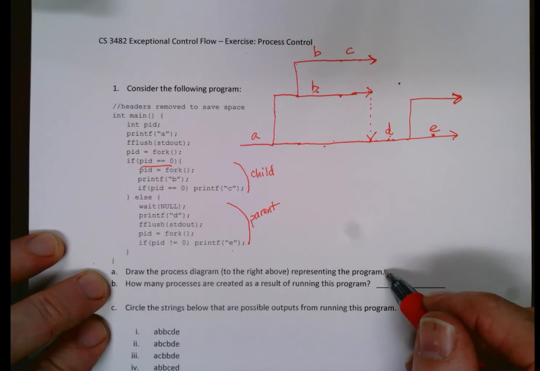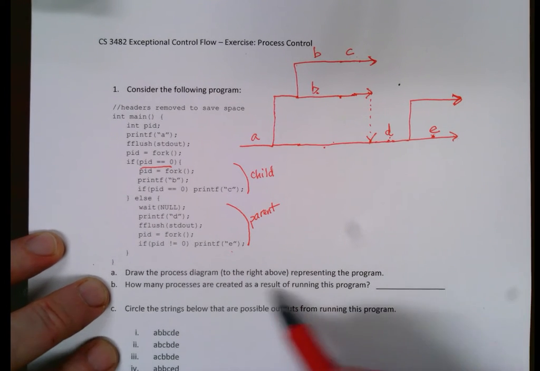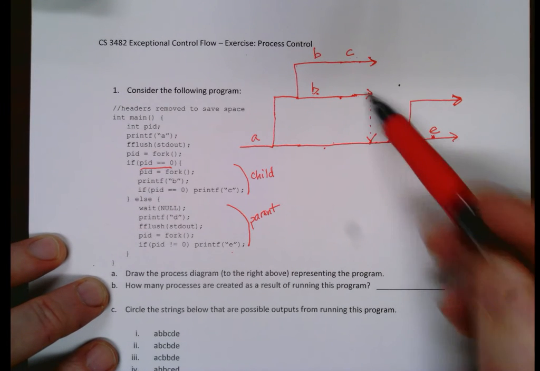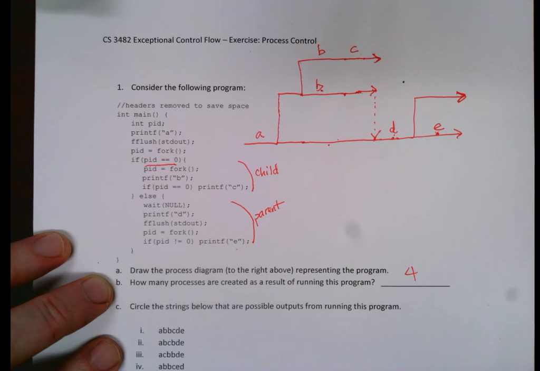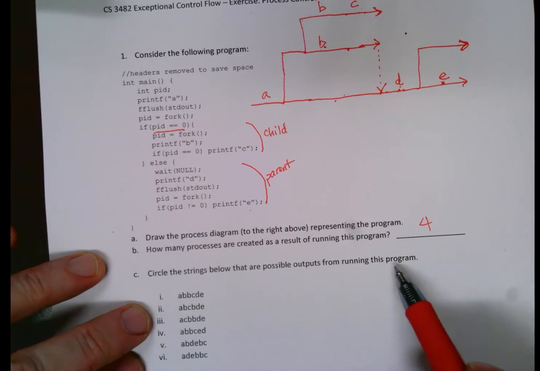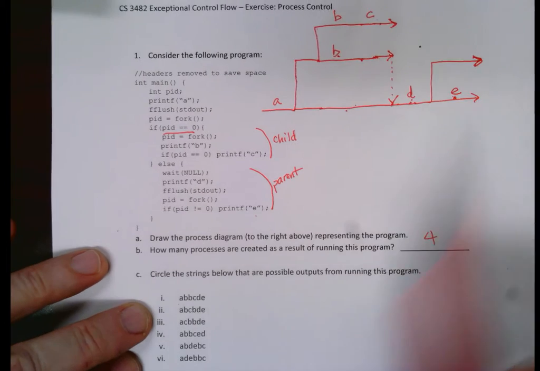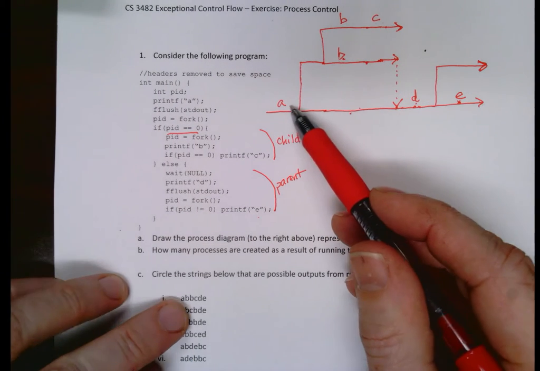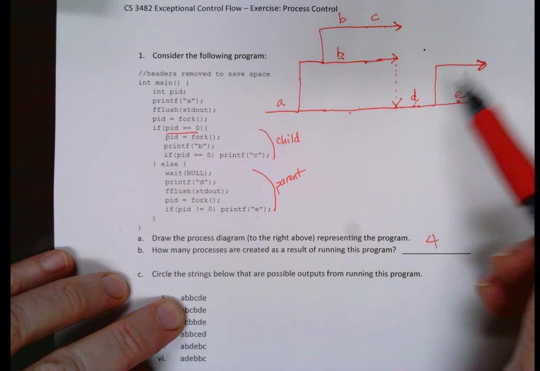So first of all, we'll answer the questions. I've done the diagram. How many processes are created? Well, 1, 2, 3, 4. There are 4 processes that have been created as a result of this code. Circle the strings below that are possible. So A, B, B, C, D, E. Is that legal? Well, the A is okay. B, B, C, D, E.